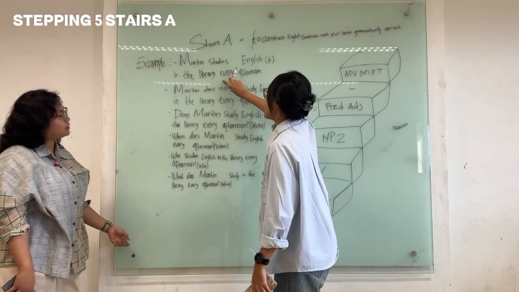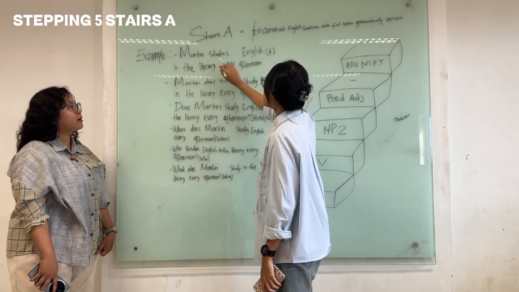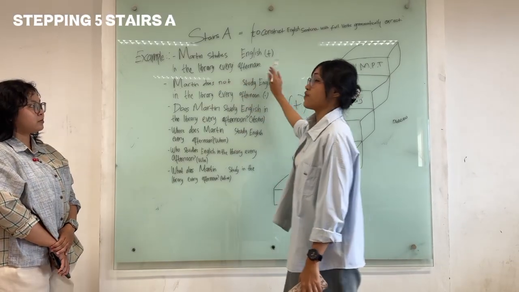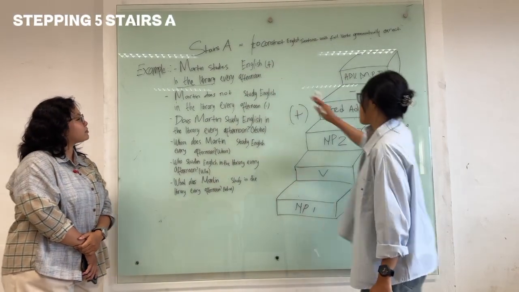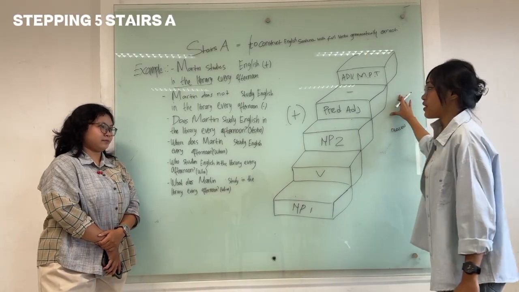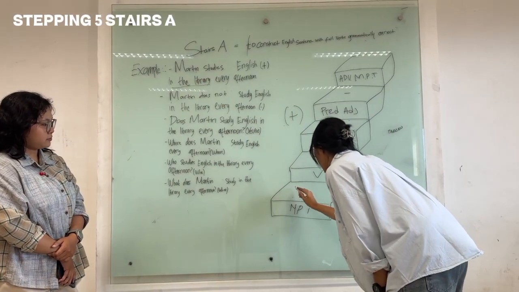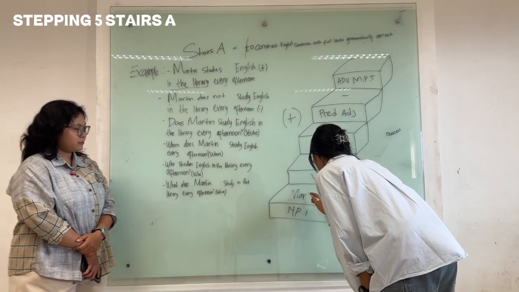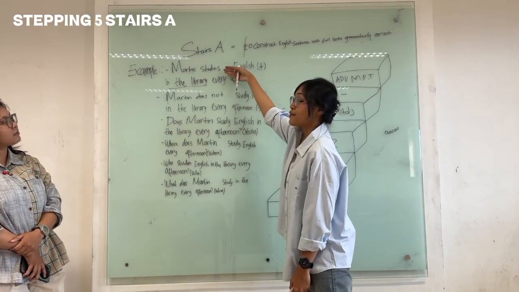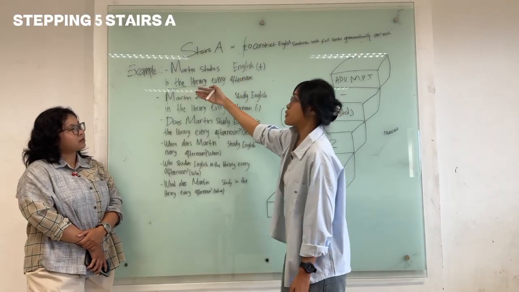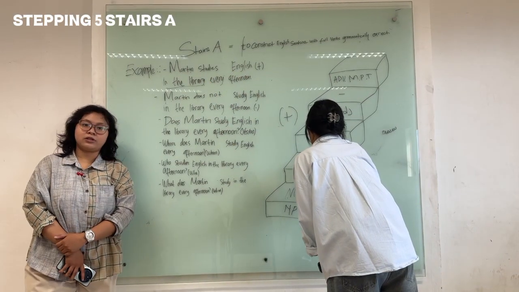We have the sentence: Martin studies English in the library every afternoon. Move this sentence into the 5 stairs A. We have Martin for the noun phrase 1. For the verb, we have studies. Why is it studies? Because Martin is the person, and the name is also singular.